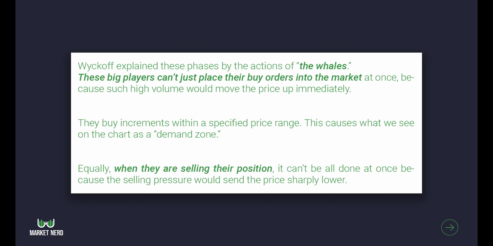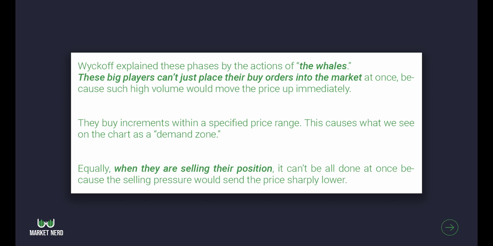Equally, when they're selling their position, it cannot be all done at once because the selling pressure would send the price sharply lower and reduce their profits, because they would be forced to sell into a market in decline. This is caused by their own large orders. So again, instead of doing that, they sell over a period of time to minimize the market impact of their trades, which creates the supply zone. Eventually, the market will break in the way that these whales had been buying or selling, creating a period where supply and demand are out of balance.